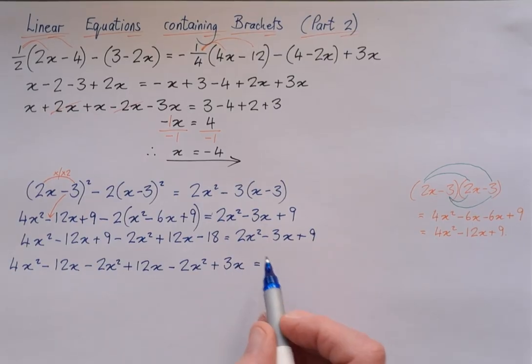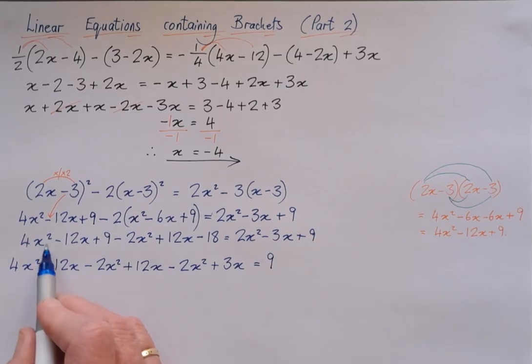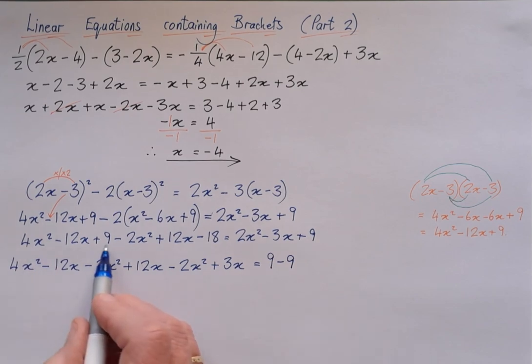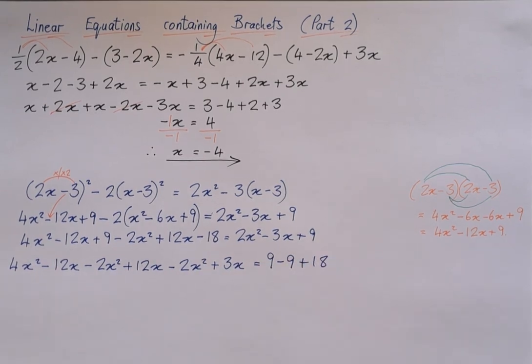What have I got in constants on the right hand side? I've got a 9, going through here. Positive 9 has to become negative 9. Keep checking through. Negative 18 becomes positive 18.